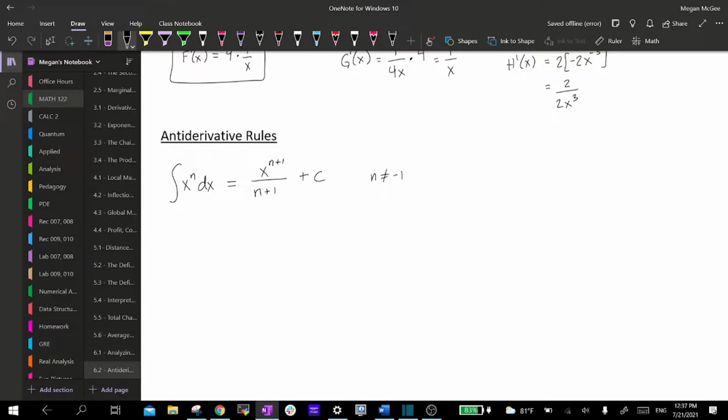All right, so then we have, what about the antiderivative of a constant, where k is some constant? Well, you're just going to get the constant times x plus c.